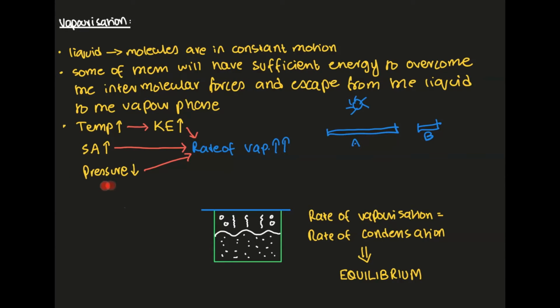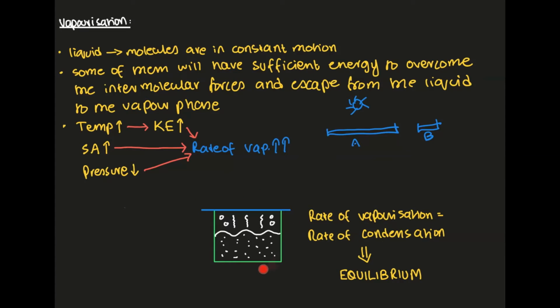Now let's talk about the pressure. The lesser your pressure is, the greater the rate of vaporization. Because if your pressure is higher, the molecules are going to be compressed, closer together. Whereas if the pressure is lower, the molecules are going to be further apart from each other, so it's going to be easier for them to escape.